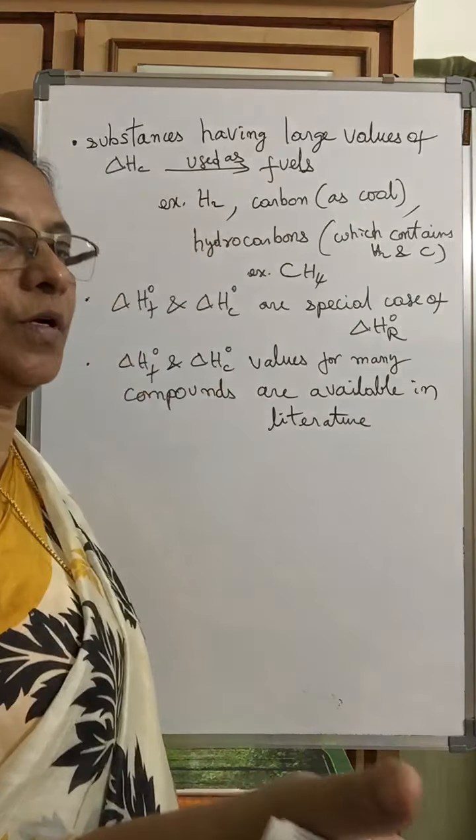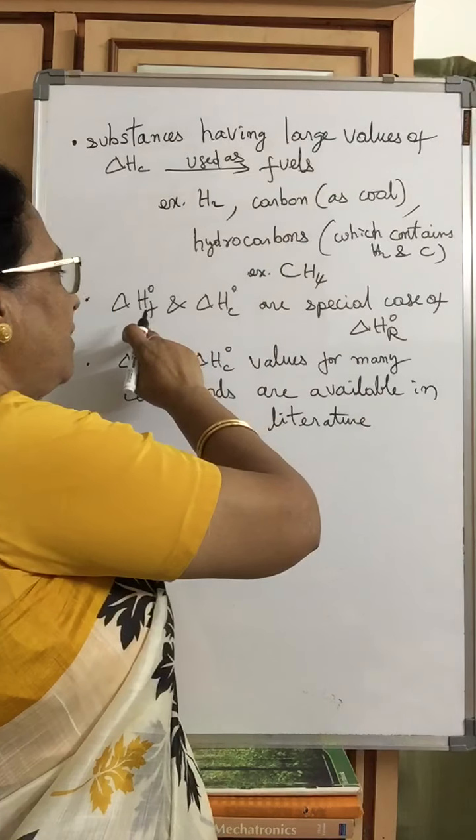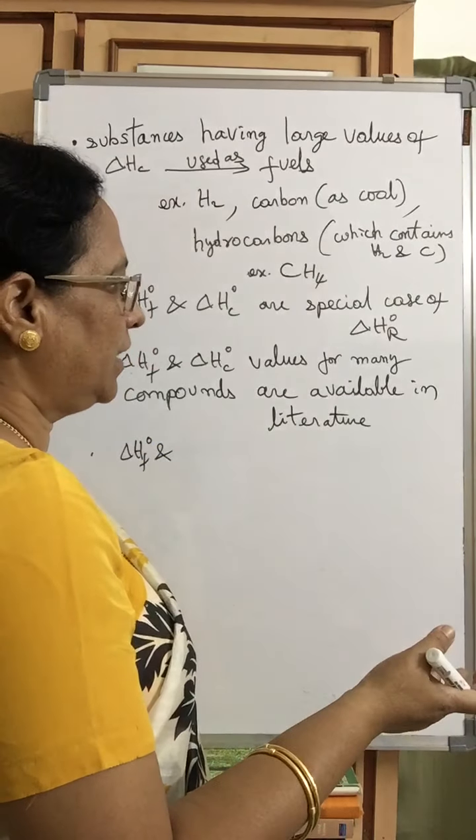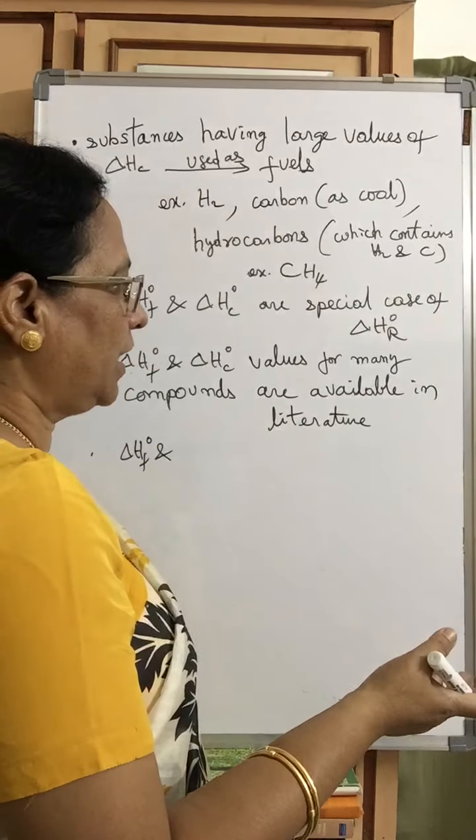So afterwards we will be solving problems also. How to calculate delta HR naught from delta HF data, that is one kind of problem. Next, another kind of problem: how to calculate delta HR naught from heat of combustion data. So these can be used to find out heat of reaction. We are going to solve these problems also.